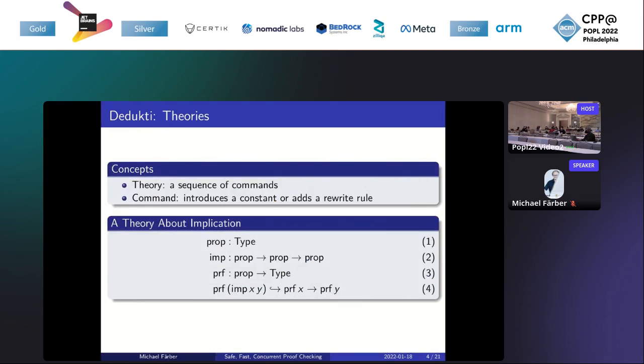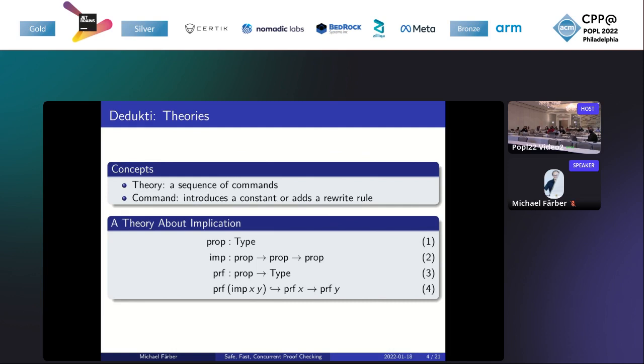Let me tell you about the input format of Dedukti. Dedukti reads files that are called theories. A theory is just a sequence of commands, where a command is a sentence that either introduces a new constant or adds a rewrite rule.